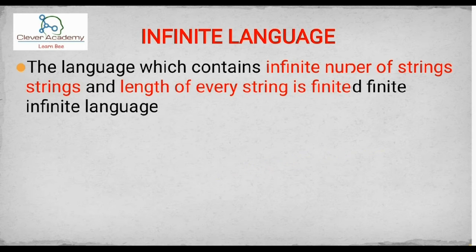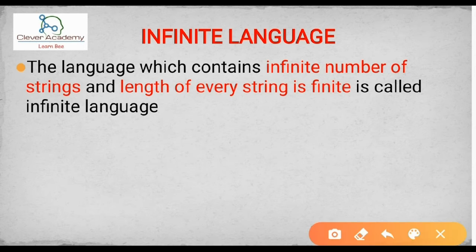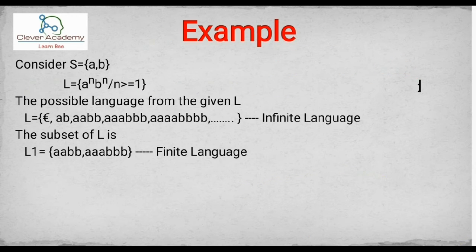But when it comes to the number of strings in the language, that will change. The number of strings in a finite language is countable. The number of strings in an infinite language is infinite. That is the only difference between a finite language and an infinite language. So we need to identify whether a particular language is a finite language or an infinite language.